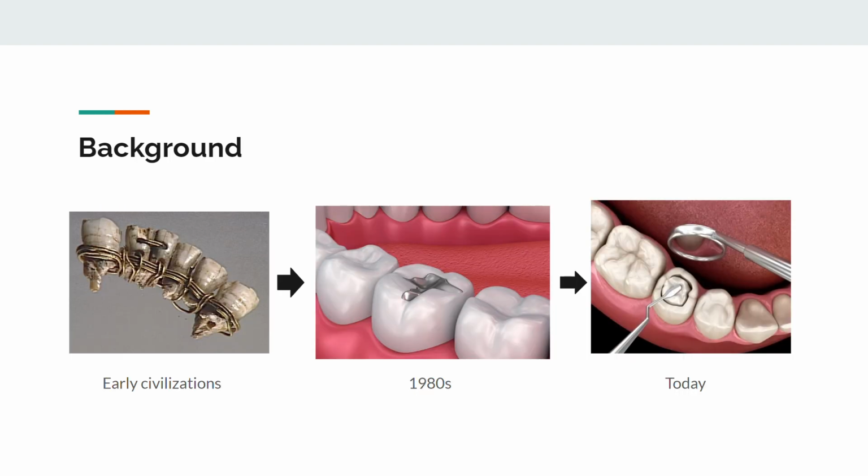As a background, early civilizations used carved ivory and gold ligature wire to restore natural teeth. If we fast forward to the 1980s, silver became the most frequently used restorative dental material. But they found when patients chewed, mercury vapor was released, which is very toxic to the body. Additionally, the silver was not aesthetic. Today, dental composites are utilized for their superior mechanical properties, biocompatibility, and aesthetic nature.